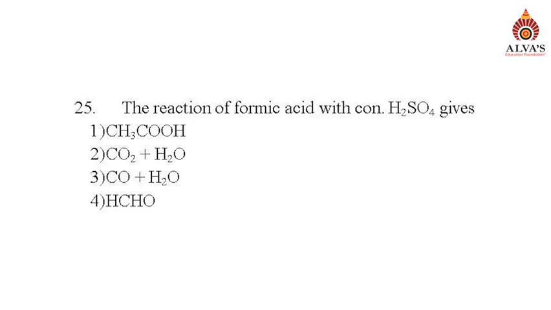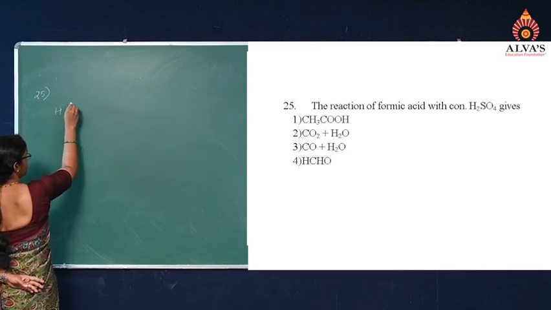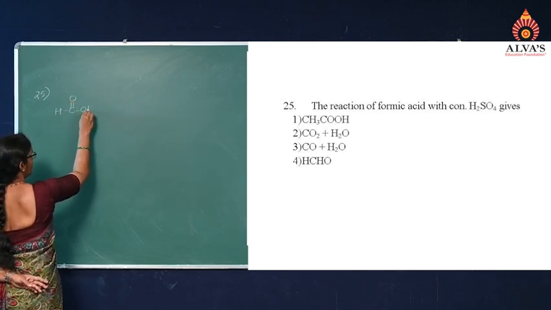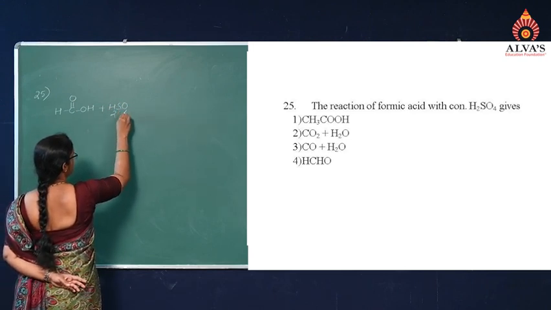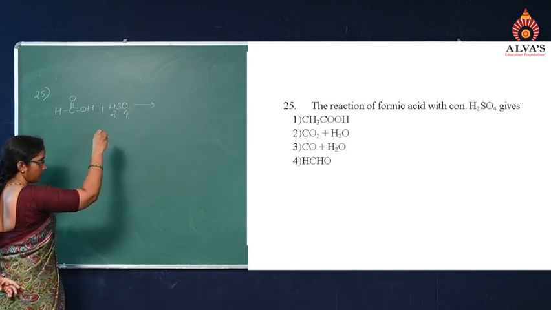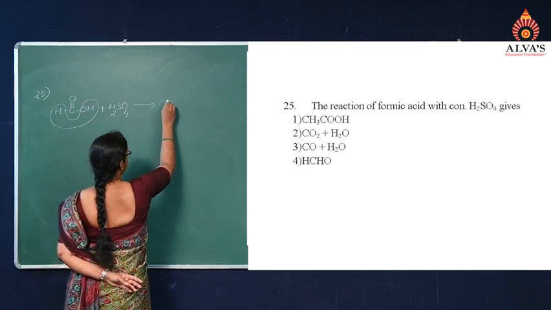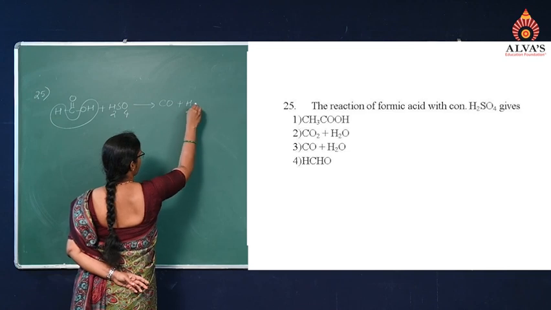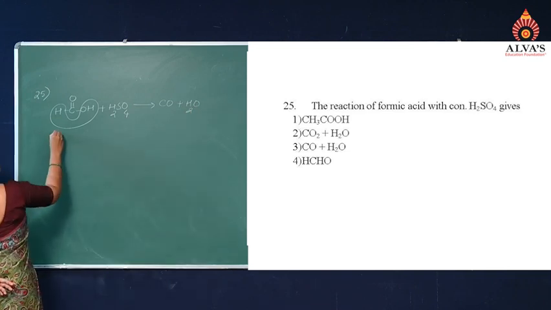25. Reaction of formic acid with concentrated sulfuric acid gives. Now remember that concentrated sulfuric acid is a strong dehydrating agent, and when it is made to react with formic acid, it will lose a molecule of water, resulting in formation of CO and hydrated sulfuric acid. Hence the answer is option third.